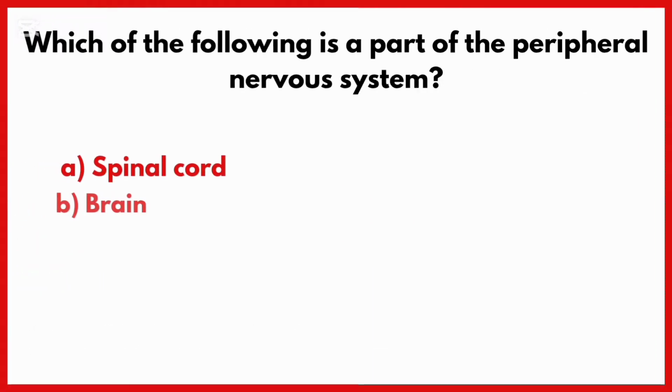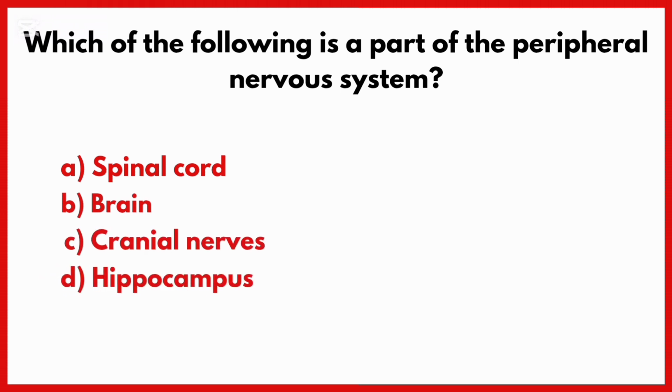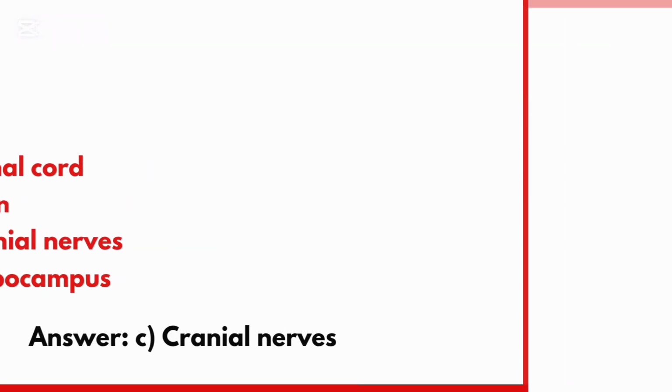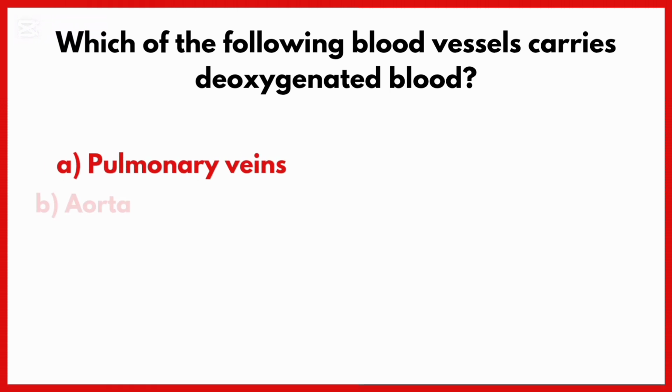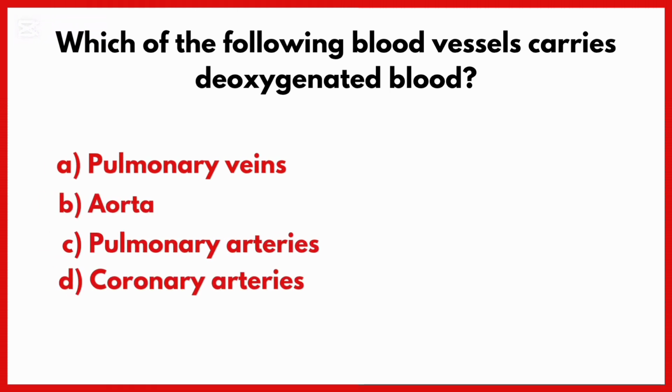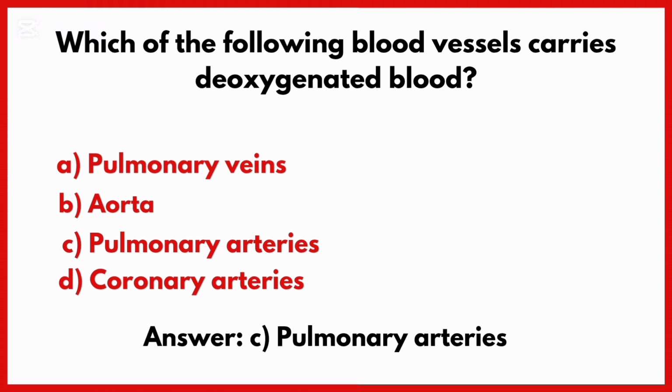Which of the following is a part of the peripheral nervous system? Correct answer is option C, cranial nerves. Which of the following blood vessels carries deoxygenated blood? Correct answer is option C, pulmonary arteries.